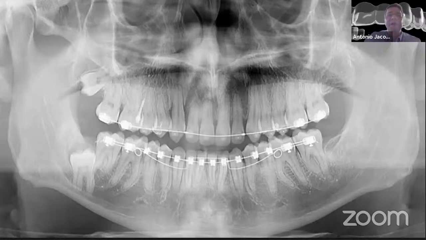even in adult patients. You can see here that we have a little bit of resorption on the lateral and even on the centrals, maybe because of a little bit of orthodontic force. But anyway, it's just a scar from orthodontic treatment, and these teeth will have very long-term stability with no problem at all.